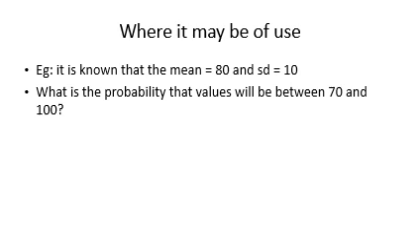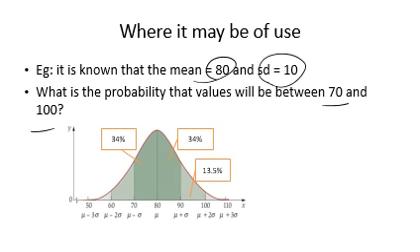And here we have an example of where we might try and use that information. So the example is, we know the mean is equal to 80, the standard deviation is equal to 10, and we've got to try and find the probability the values are between 70 and 100. Okay, let's draw a nice little diagram and see what that looks like.